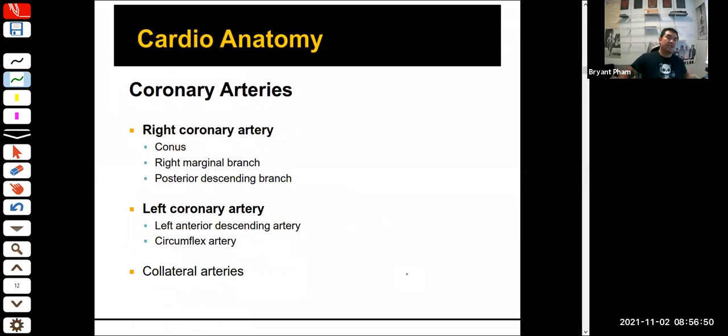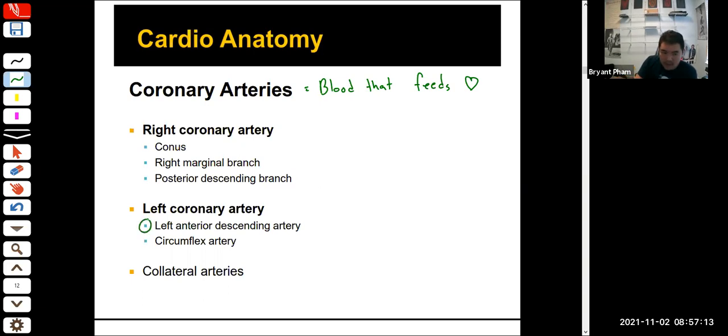All right, so talking about your coronary arteries. This is blood that feeds the heart. So this is how the heart feeds itself, oxygen, nutrients, via the coronary arteries. Now, of all of these, the only one you need to know is the left anterior descending artery. So you don't need to know the circumflex, don't need to know the collateral. You need to know about LAD.